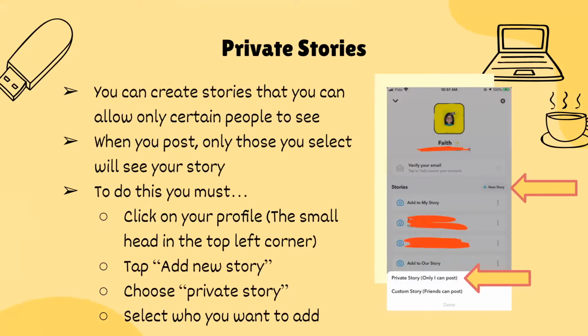Private stories. You can create stories that only certain people are allowed to see. When you post, only those you select will see your story. To do this, you must click on your profile, which is the small head in the top left corner. Tap Add New Story, choose Private Story, and select who you want to add.